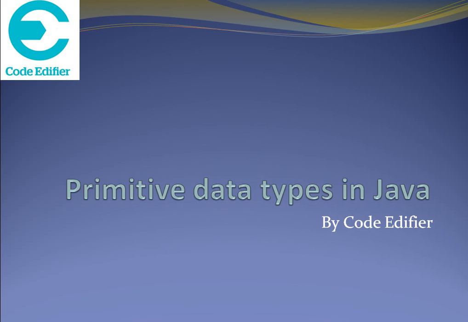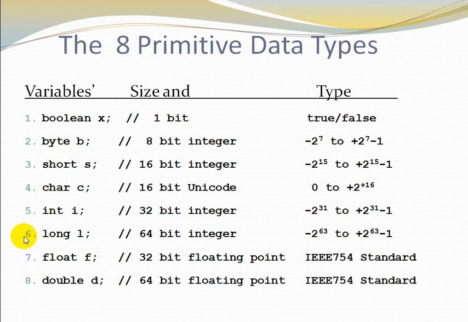So now we will study what are the primitive data types in Java. Java supports in total 8 primitive data types, and they are Boolean. Here x is a variable defined of Boolean type. It can store 1-bit information which is true or false.